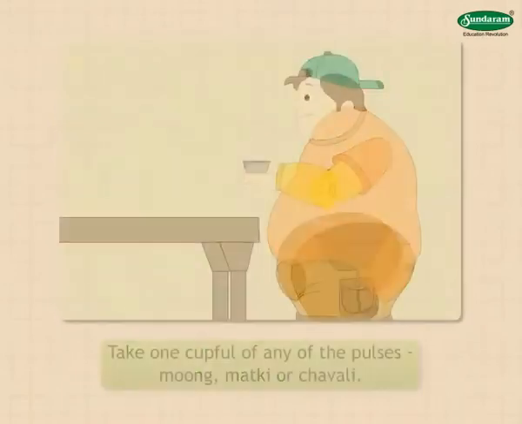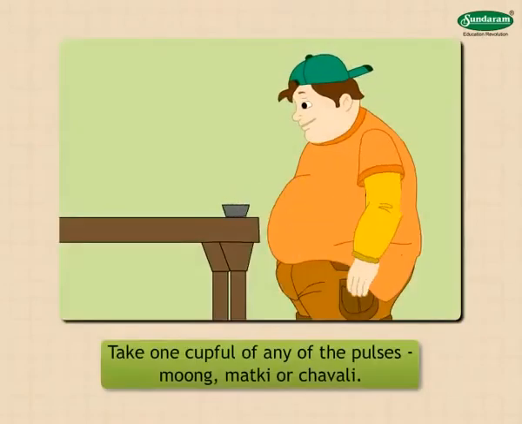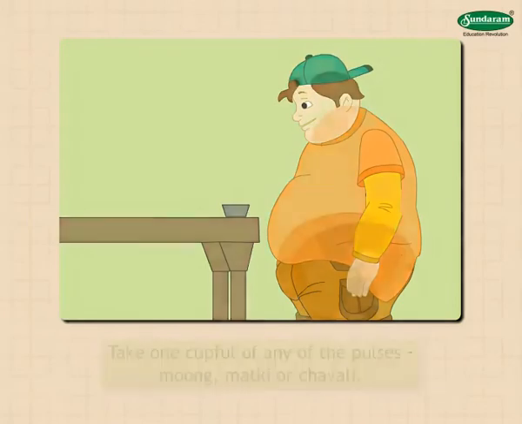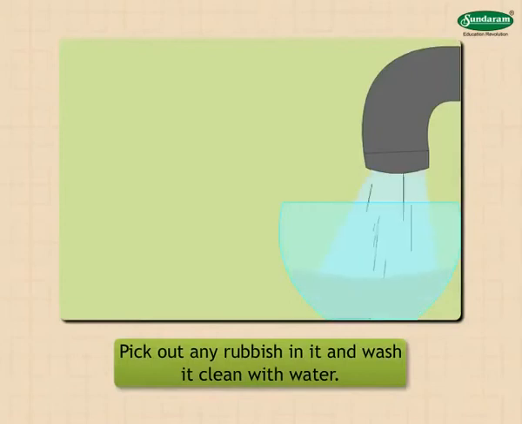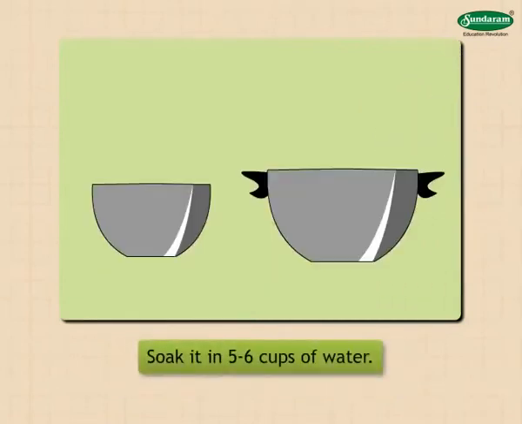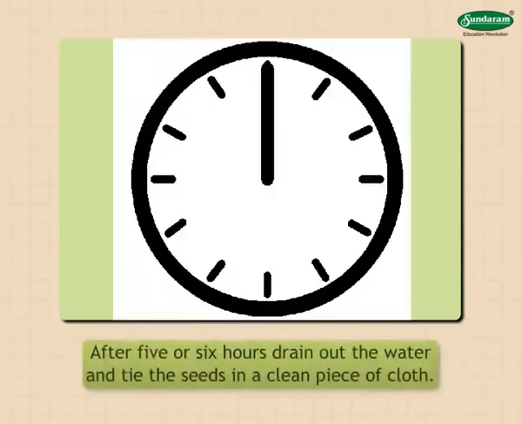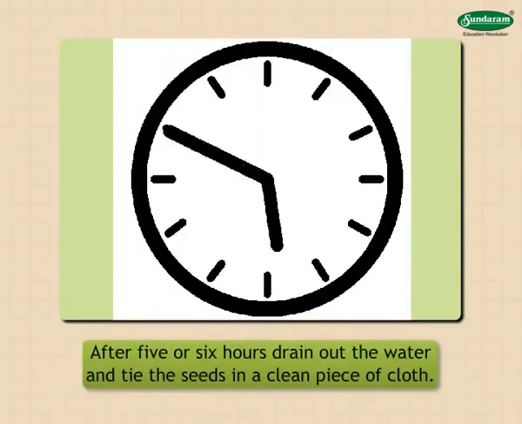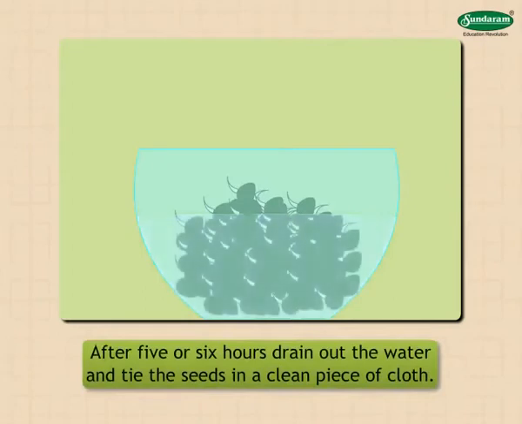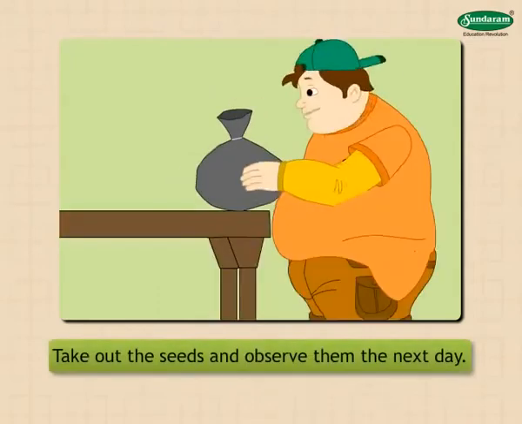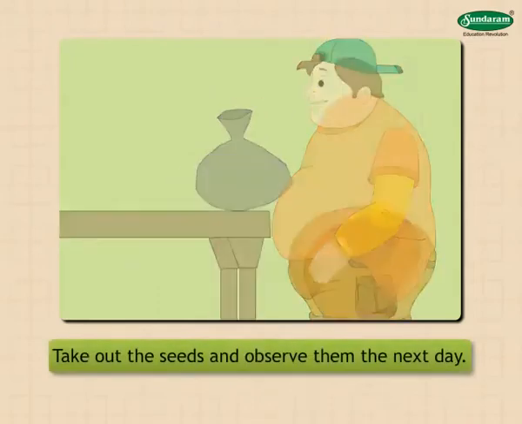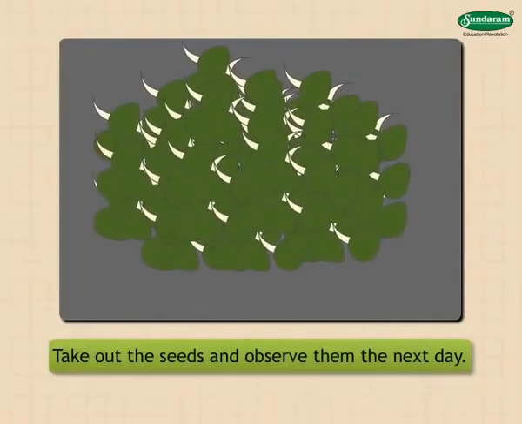Try this. Take 1 cupful of any of the pulses, moong, matki or charli. Pick out any rubbish in it and wash it clean with water. Soak it in 5 to 6 cups of water. After 5 or 6 hours, drain out the water and tie the seeds in a clean piece of cloth. Take out the seeds and observe them the next day. What do you see? You will see that the seeds have sprouted.